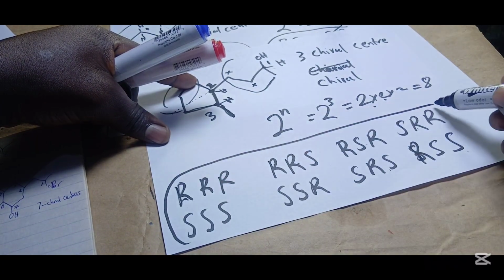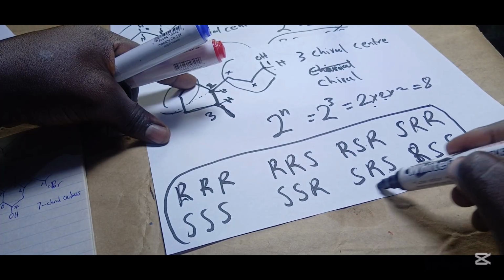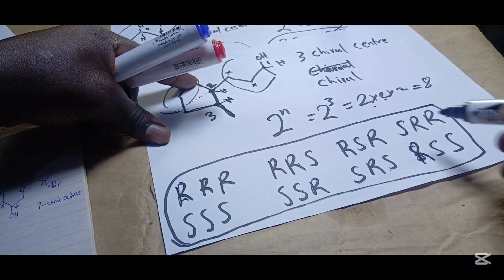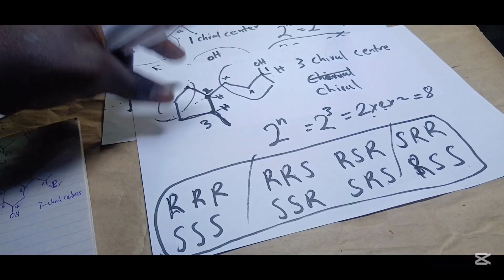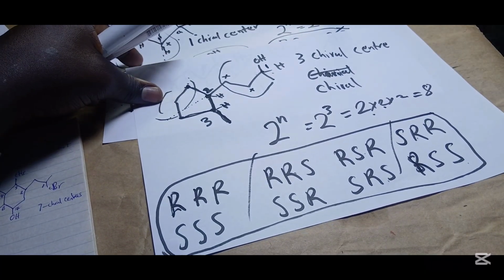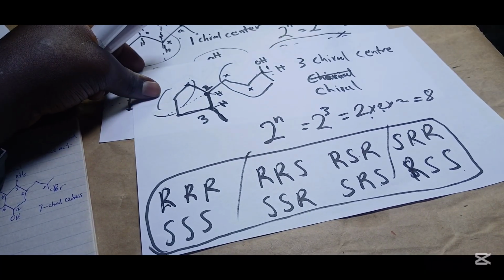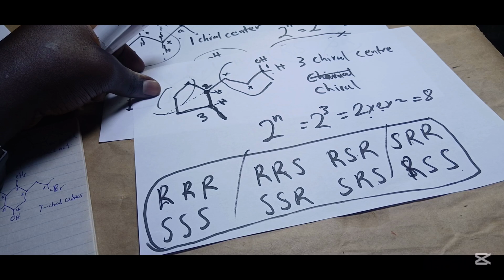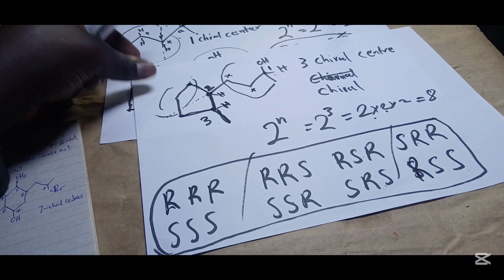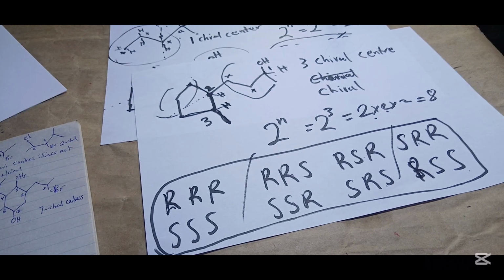We will look at the R and S configuration in our next video. So this video is basically about identifying chiral centers and telling whether the molecule is chiral or achiral. So you can check the playlist on stereochemistry.